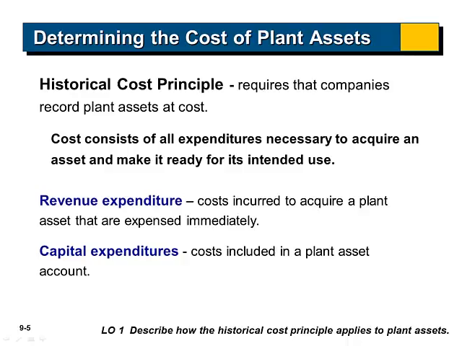And so there could be some revenue expenditures that are defined as cost incurred to acquire the asset that are expensed immediately, or there could be some capital expenditures that are cost included in a plant asset account. And so what you need to do is see if any additional expenditures that you need to make on your delivery truck or whatever plant asset you're buying are incurred to make it ready for its intended use. And if it is, you need to record that and include that in the cost of the asset.